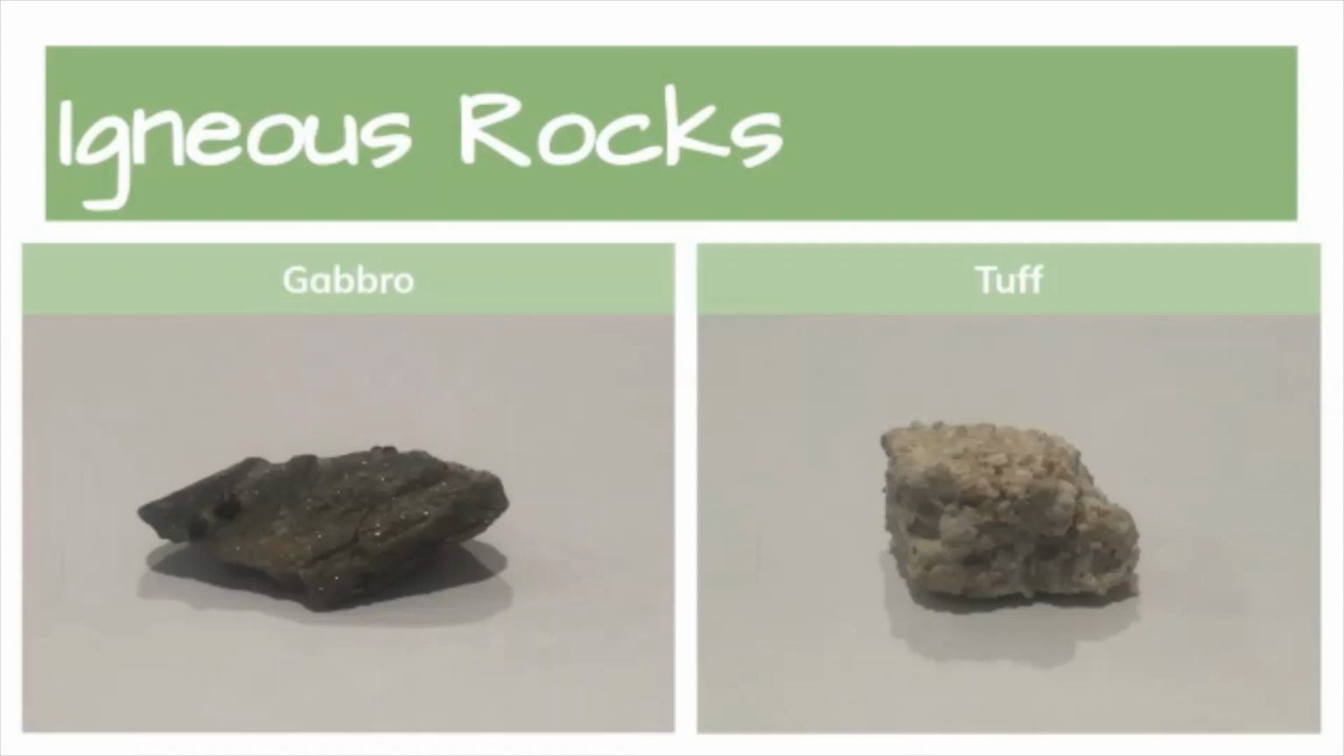Tuff, on the right, is an extrusive igneous rock made from volcanic ash, which is being ejected out of like a volcanic vent. Tuff is usually soft, and it's primarily used in construction in ancient times, particularly with the Romans. There's a lot of different kinds of tuff.